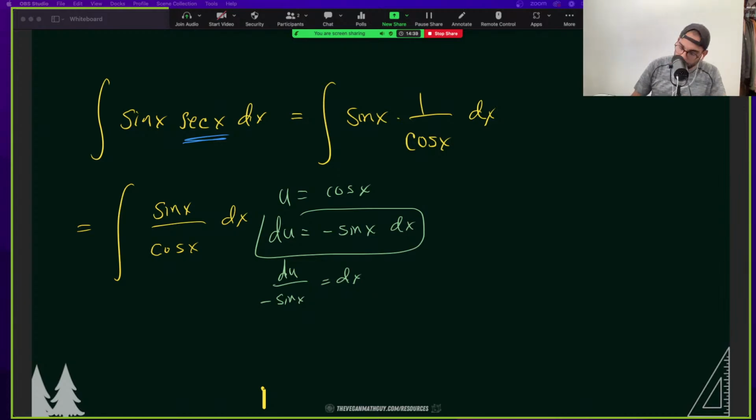Now what we're going to have is the integral of sine x over our cosine x, but remember that is our u. And now we have times, and the dx is going to be du over negative sine x. And that's exactly what we want, because now the sines of x are going to cancel out. And we're going to have a simple integral of negative integral of 1 over u du.